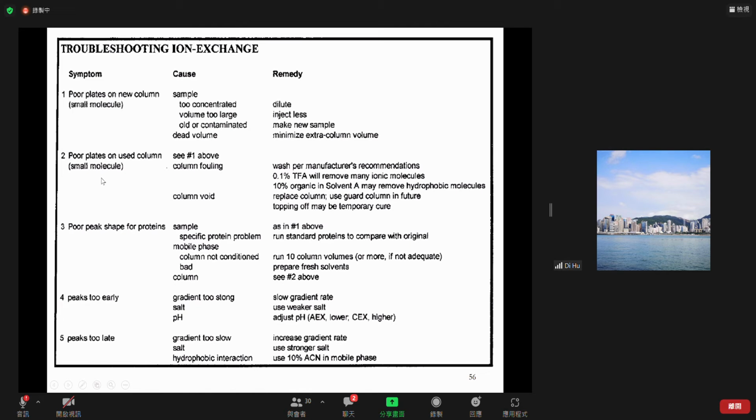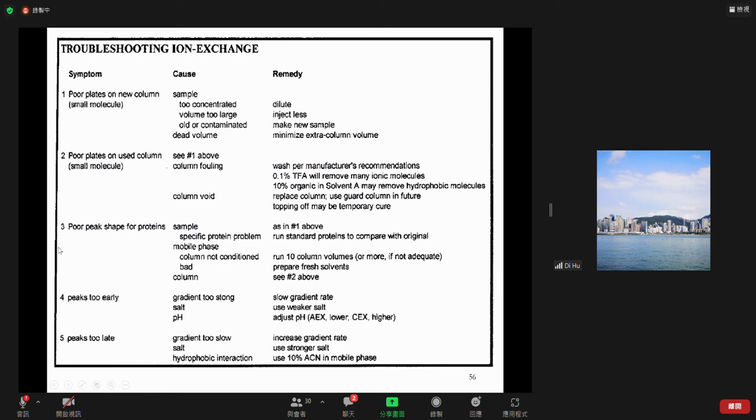But if it is poor plates on a used column, you also want to check those first. Maybe the column itself is contaminated, and you may want to wash it following the recommendation, or even use some acid to remove ionic molecules, and use an organic solvent to remove hydrophobic molecules. But as we always recommend, for this kind of analysis we recommend you use a guard column, and that will greatly help the performance of your real column.